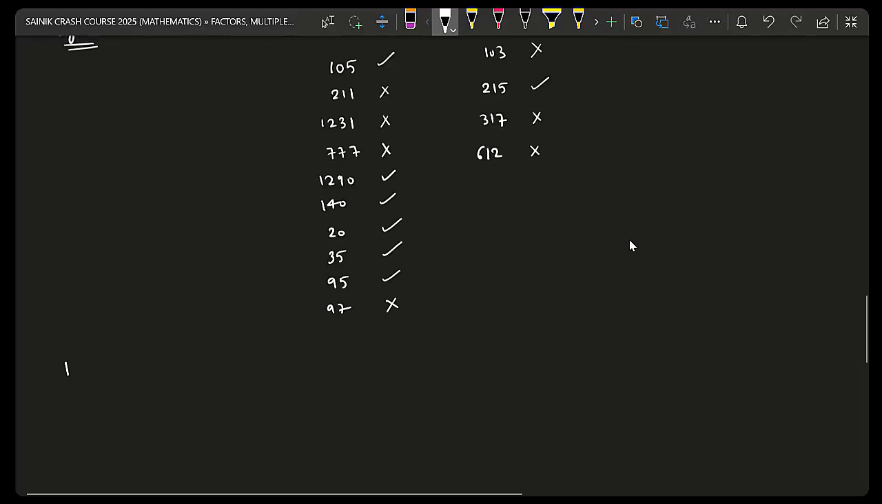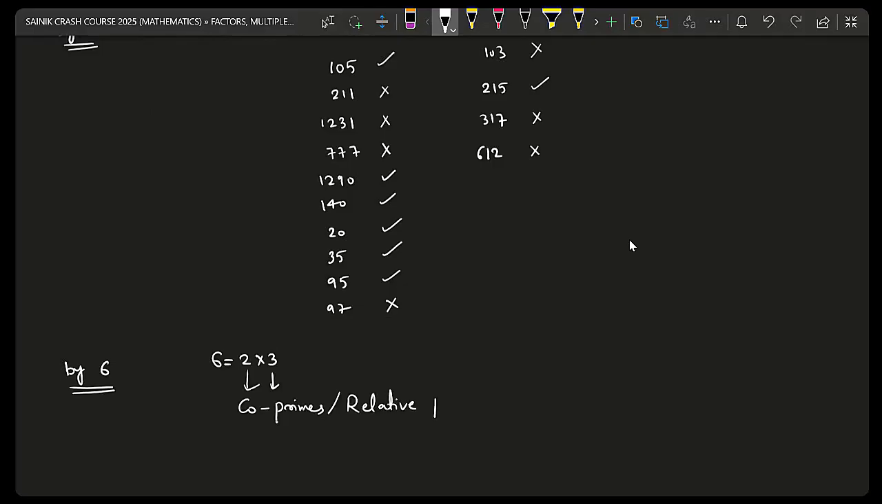So the divisibility rule by 6 we are going to discuss. 6 is a composite number and we can write it as 2 into 3. And these two are called co-primes, or we also call them relative primes.